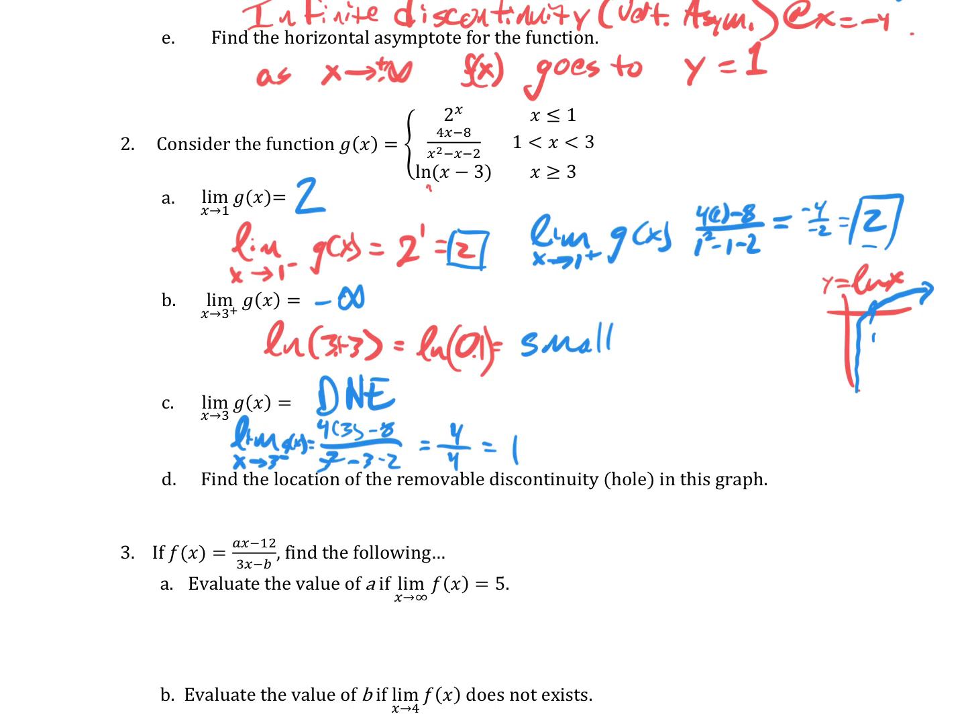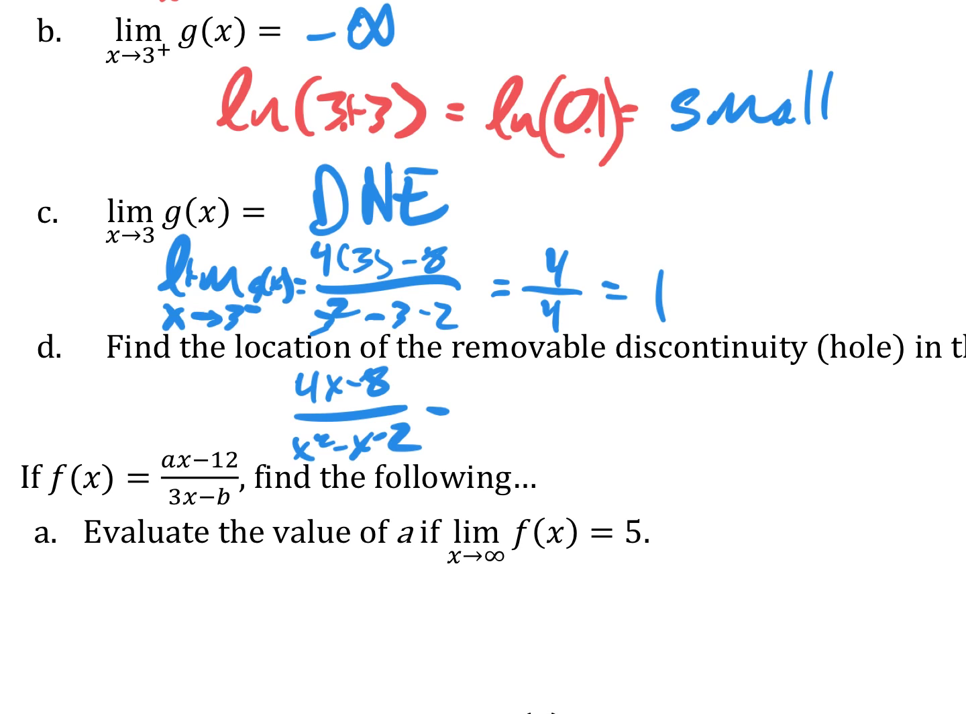So, how about the removable discontinuity here of this graph? Is there a hole somewhere? Well, the only place there might be a hole would be in the middle. So if we factor 4x minus 8 and x squared minus x minus 2, all right, let's see, does that factor nicely? I hope so. So this is 4 times x minus 2, and this would be x, what do we got, minus 3? No. How about x? Two numbers that add to 1 and multiply to negative 2. So that'd be negative 2, which is what we wanted.